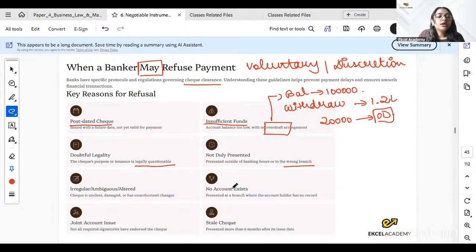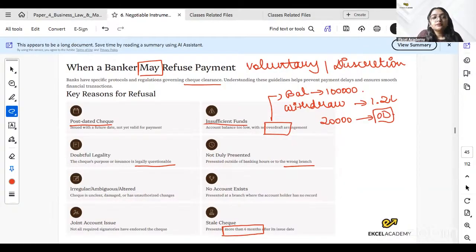Okay, joint account issue. Let's say the account is owned by both husband and the wife. It is a joint account and your account clearly states that you require both the signatures, but say only the wife has signed. Then the bank may refuse the payment stating that your account requires signature of both the people. Then you have a stale check which is presented more than 6 months after its issue date. All right, so I hope you are clear between the scenarios where a bank should definitely refuse the payment and where the bank can voluntarily refuse your payment.